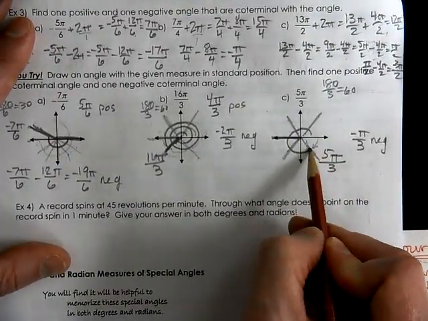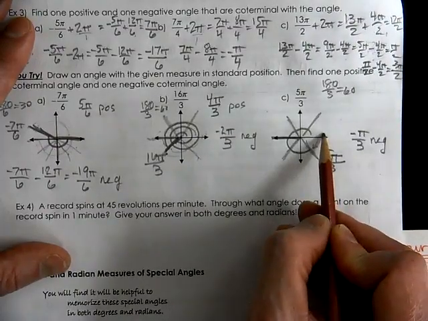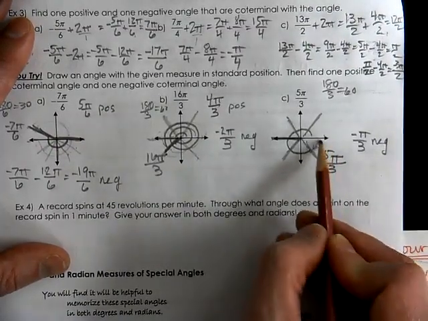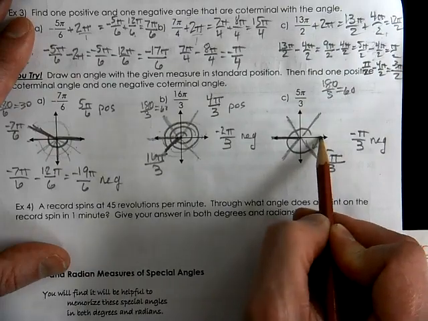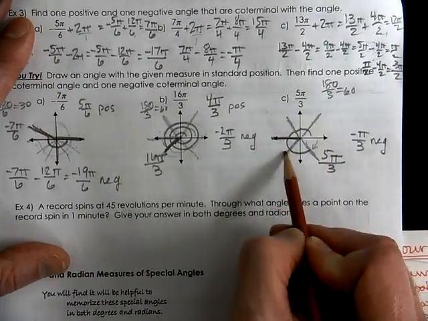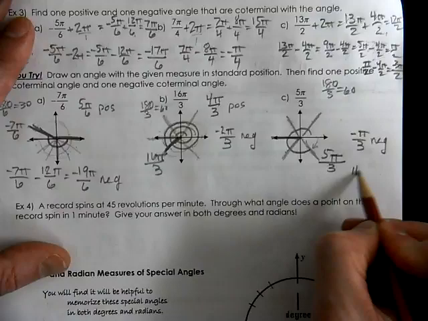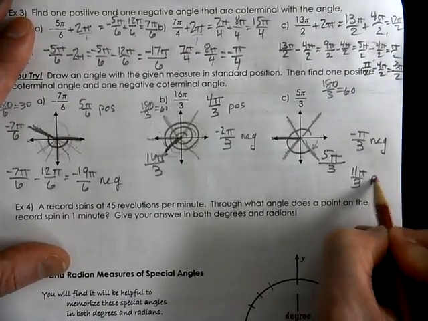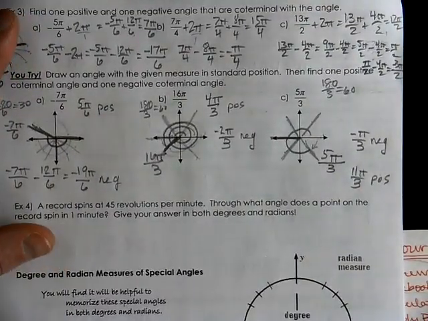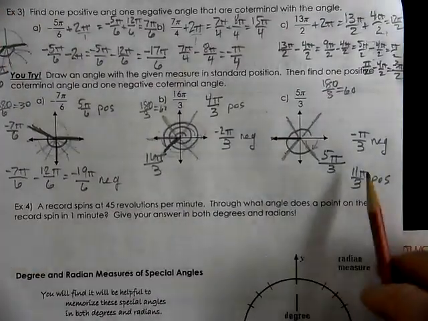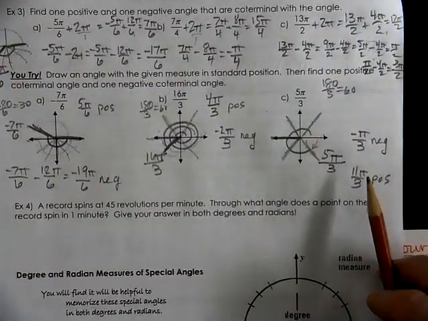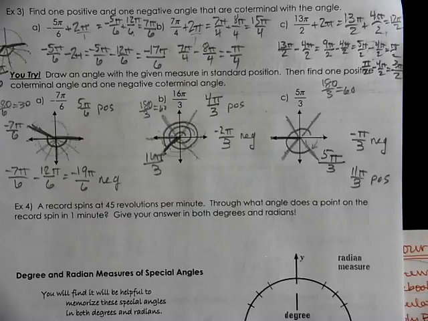1, 2, 3, 4, 5, 6 would be 2 pi. 6 pi over 3. 6, 7, 8, 9, 10, 11. 11 pi over 3 gives us our other positive coterminal. You could have done it by adding 2 pi to it a couple times.